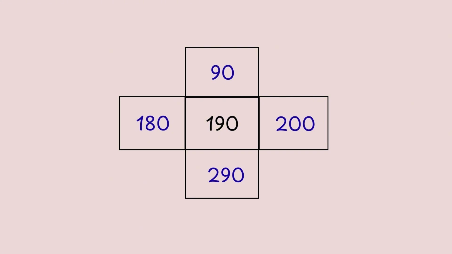Now, what happens if we go up and down? If we jump up, we subtract 100. So 190 minus 100 leaves us with just 90. If we jump down, we add 100. So 190 plus 100 will give 290.